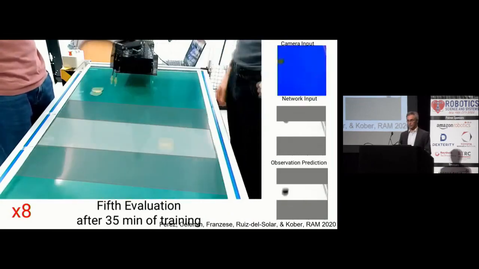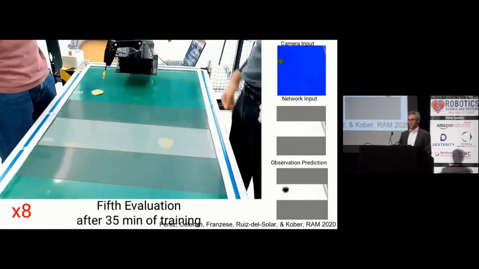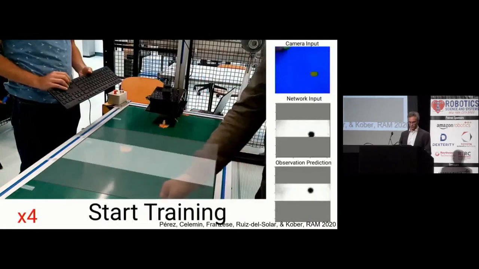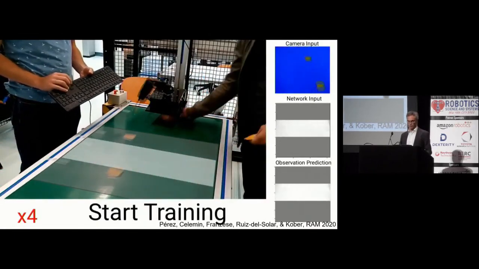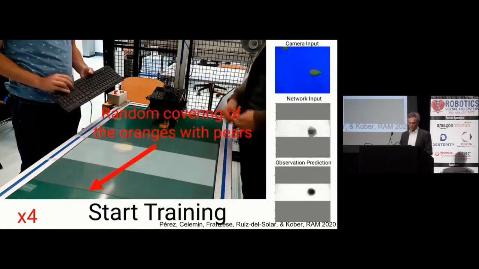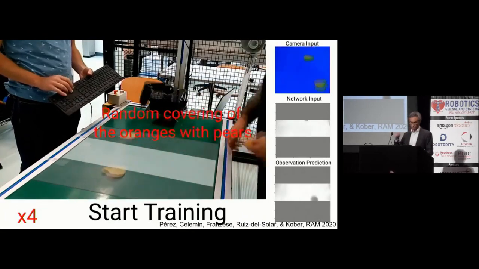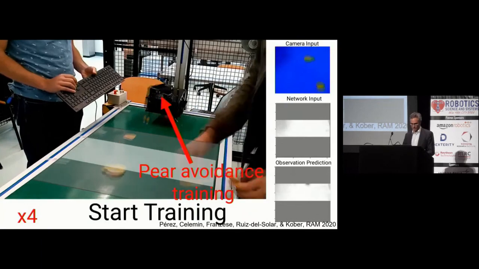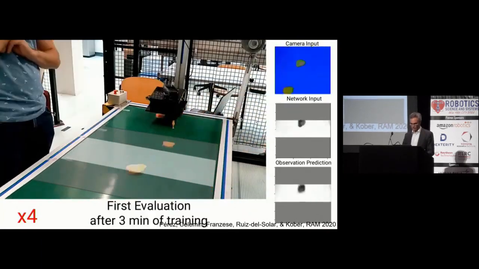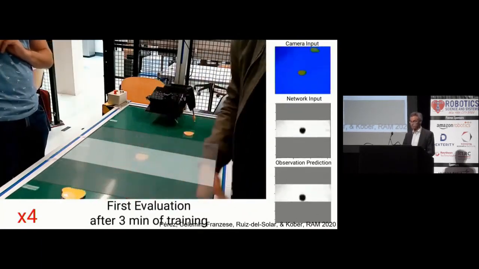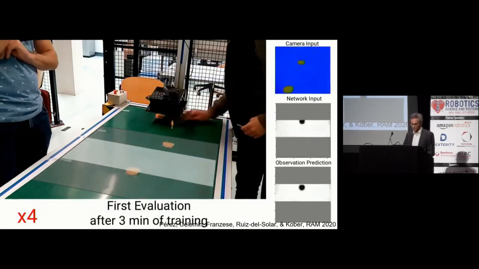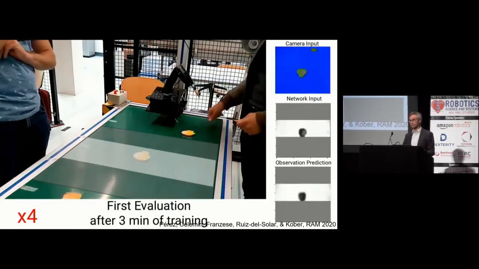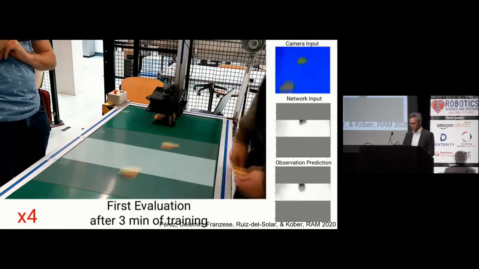And what's really cool is if we have a good policy already and a good representation, we can actually transfer it to a new task and very quickly adapt it to that. So here now we're covering up the oranges with pears, and it's supposed to avoid those. Here you can really see the corrections we're providing, and then after 3 minutes, it can already do it. And then if you train a bit more, like after 10 minutes, it has converged.